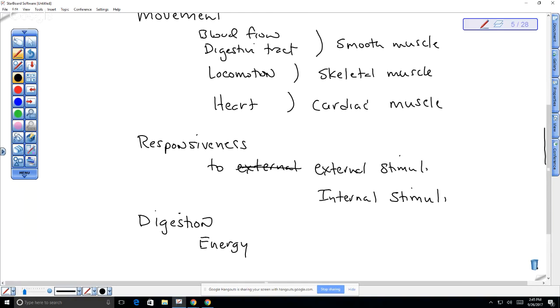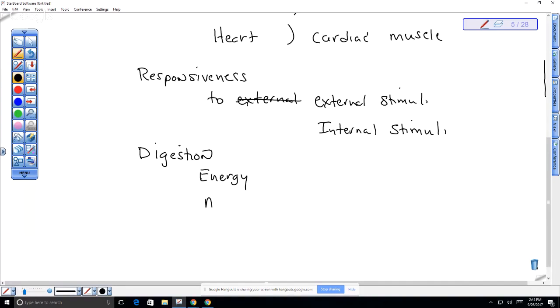So when we're looking at the food we eat, we might also consider nutrients. Nutrients are building blocks. For example, if I am lifting weights, what might I want to eat? Protein, because I need the amino acids to build more protein to make my muscles bigger. So an example would be protein.